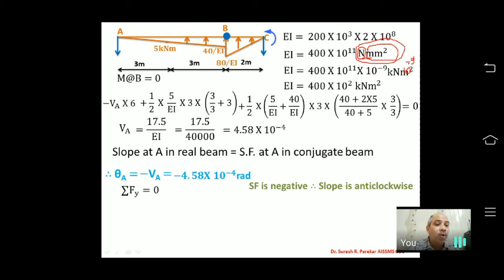So here you do not have any reaction at B. Actually, an internal hinge is used to transfer the load of one beam to another, and for that purpose we are using the internal hinge. The internal hinge will not carry any load, so we do not have any reaction at the internal hinge. So at B, we do not have any reaction.